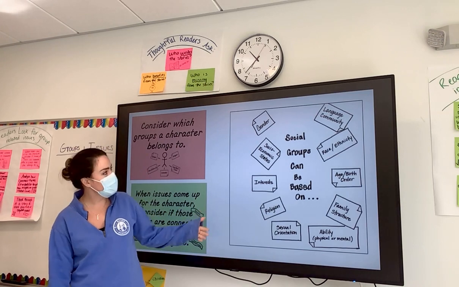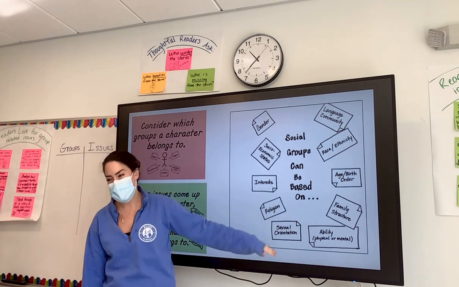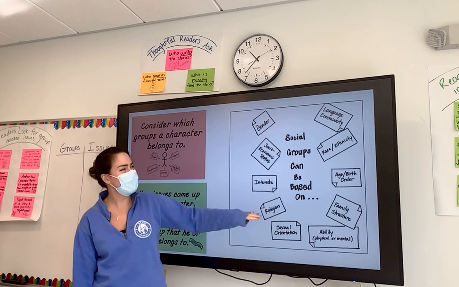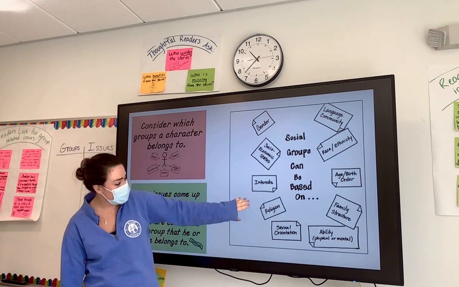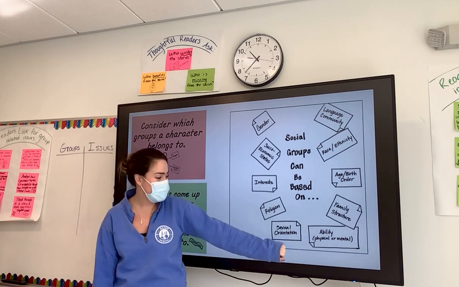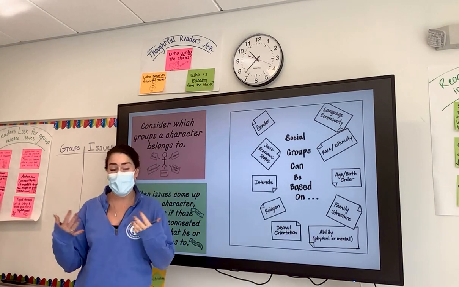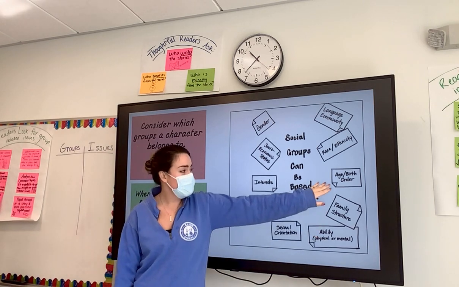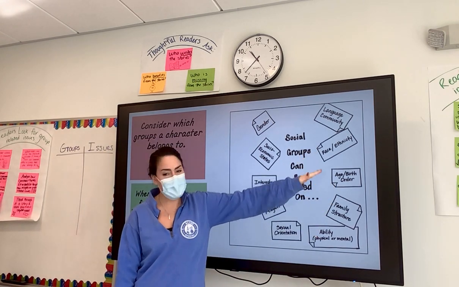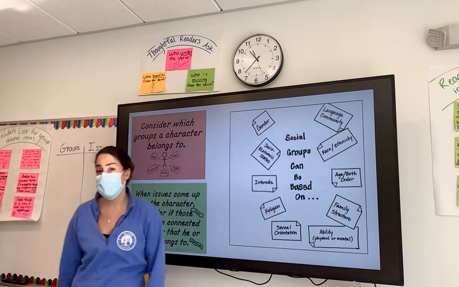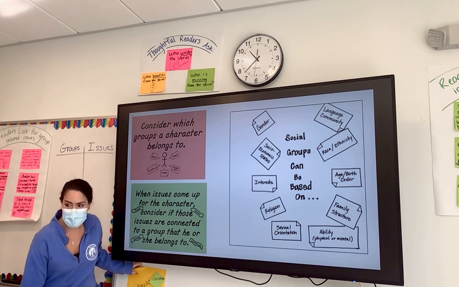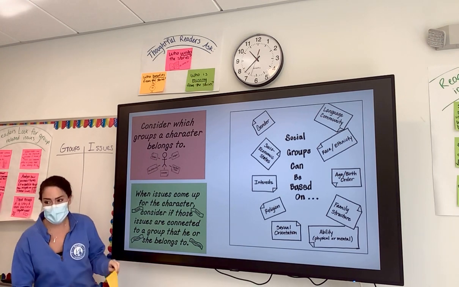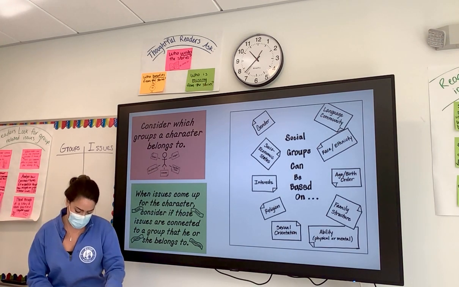You've seen this before, but just a reminder, social issues can be based on social groups, which can be based on lots of different things, such as gender, socioeconomic status, interest, religion, sexual orientation, ability, that could be physical or mental, family structure, age or birth order, race or ethnicity, or the language community or communities that one is a part of. So we're going to, in a minute, be making identity webs, but I've done this work ahead, so I just want to model for you how I did this thinking work.